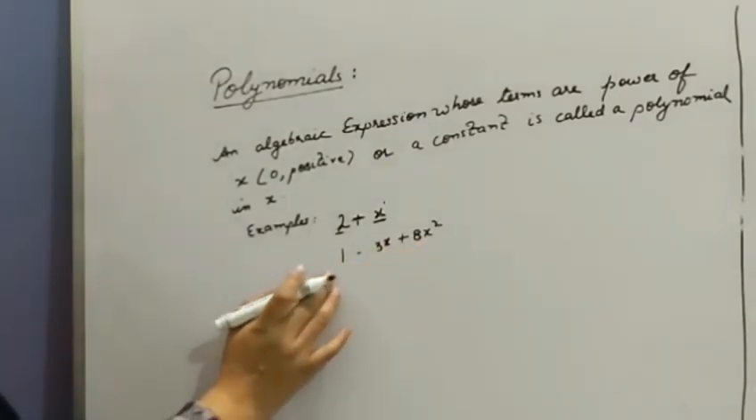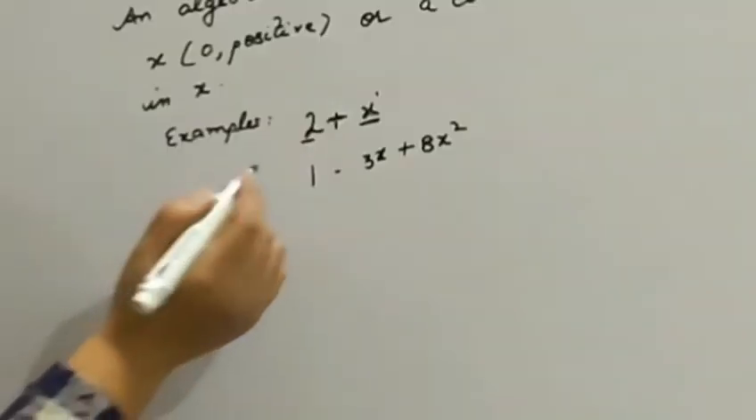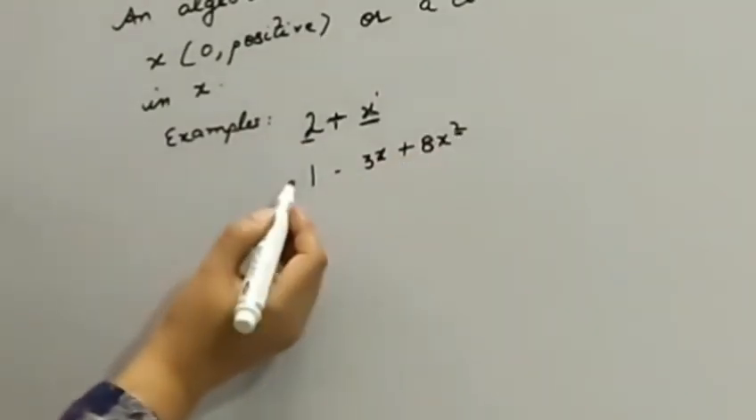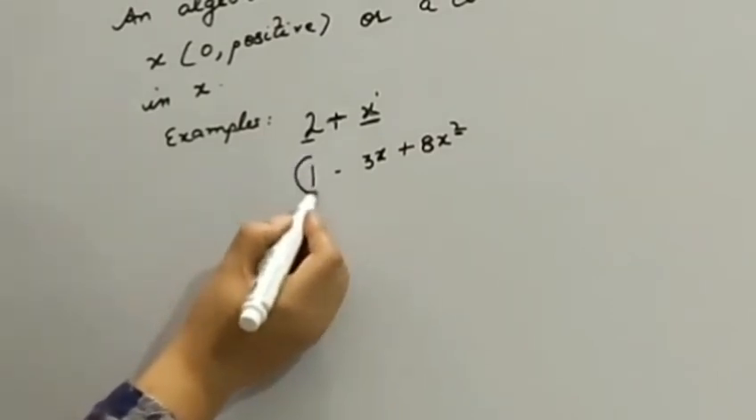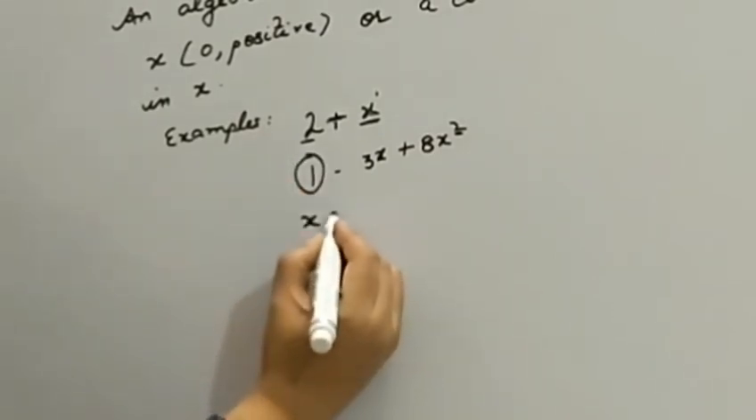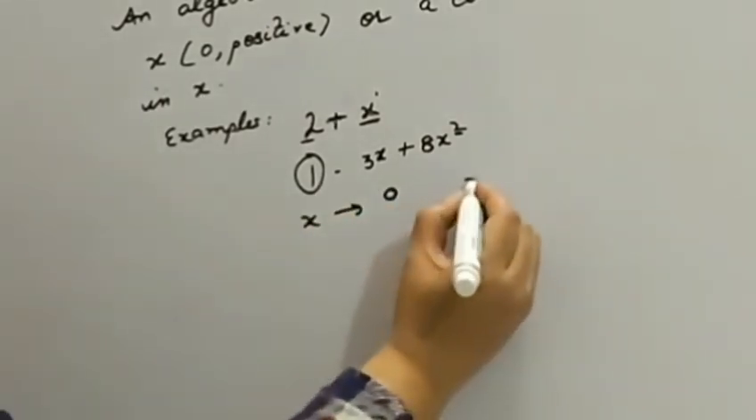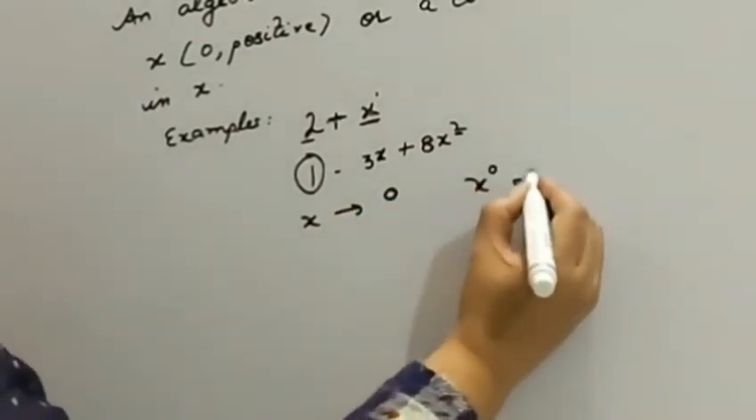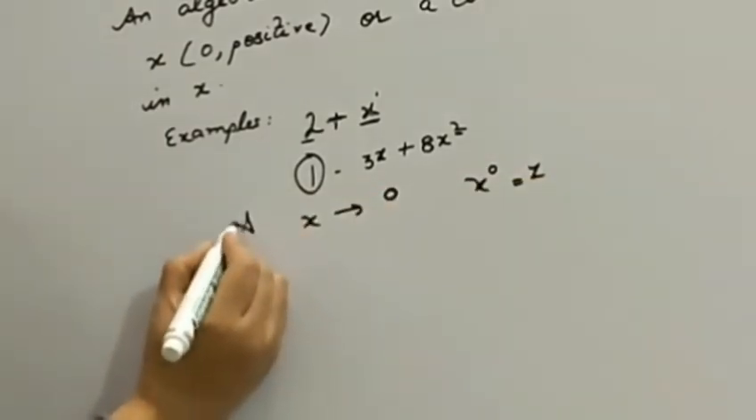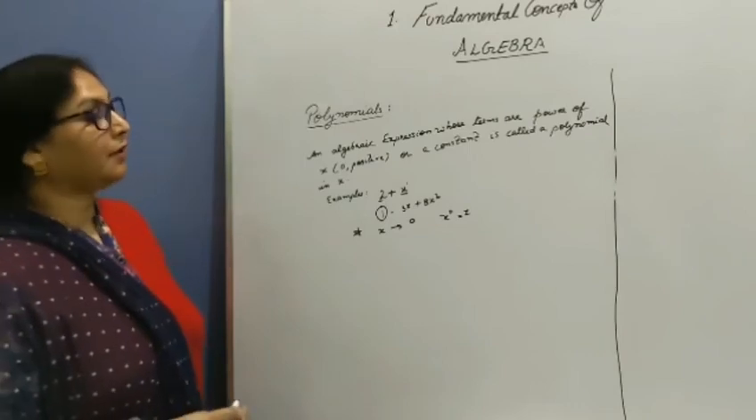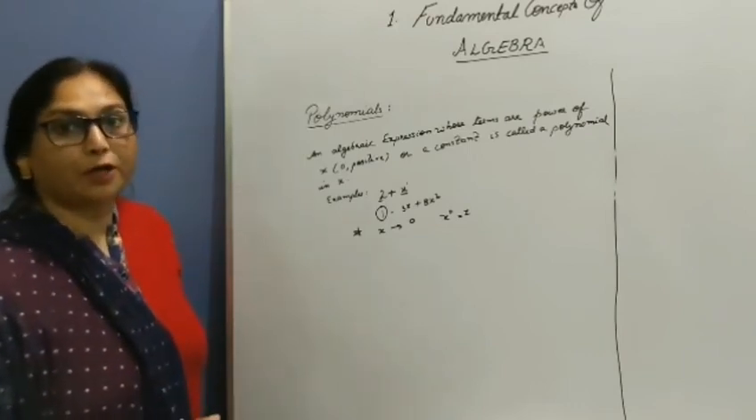Again this expression is in terms of x, where the power of x is 1, and here the power of x is 2. What is the power of x in the constant term? The power of x in a constant term is always 0, because x raised to power 0 equals 1. Make a note. Next thing to learn, how can we say that the given expression is not a polynomial?